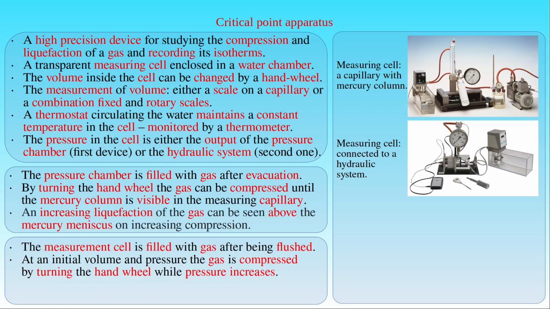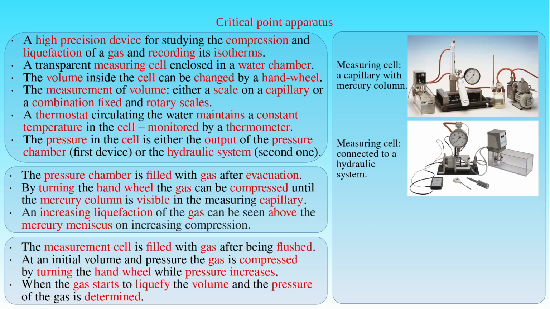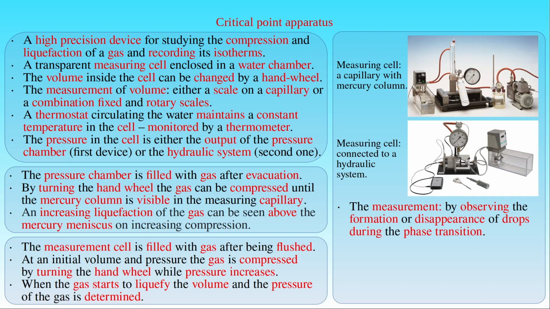The volume of the compressed gas in the cell is read from the combined fixed and rotary scale when the gas starts to liquefy in the transparent measuring cell. The measurement with these devices is based on visual information, since it is possible to observe the formation of the first drops of liquid and disappearance of the last gas bubbles during transitions from the gaseous to the liquid phases and vice versa. During the phase transition, the critical volume can be determined from the height of the mercury column or the position of the combined scale on the measuring cell. The corresponding pressure values are indicated by the manometer measuring the pressure of the cell.